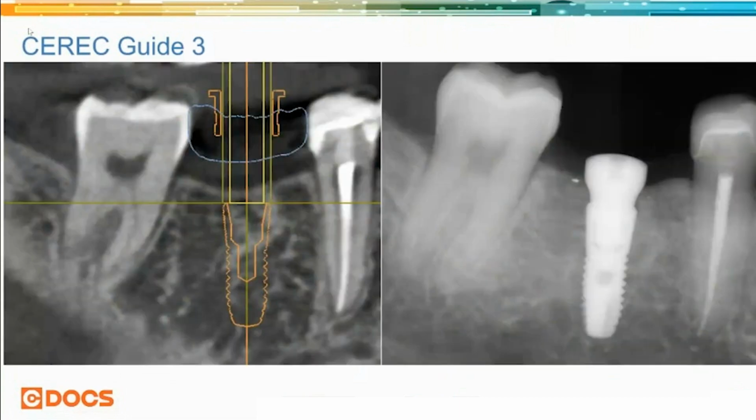And again, the goal is, with whatever guide we're using, to go from a planned implant placement to the implant placed in the exact place that we wanted it to be placed. And the surgical guide controls the direction, the angulation, and the depth to precisely match what we had planned.